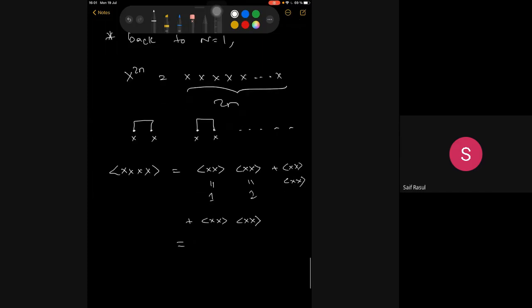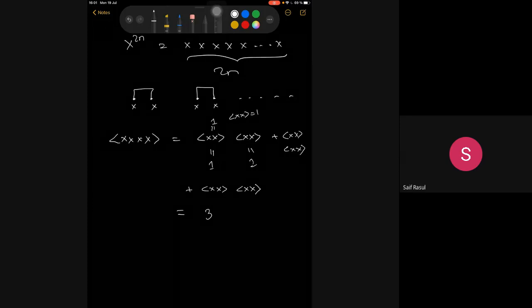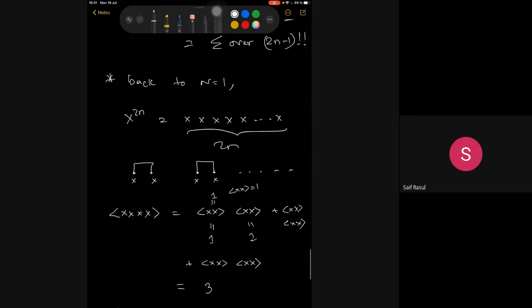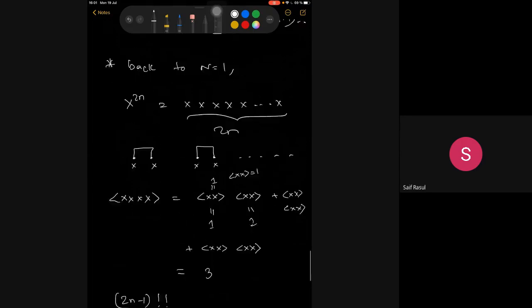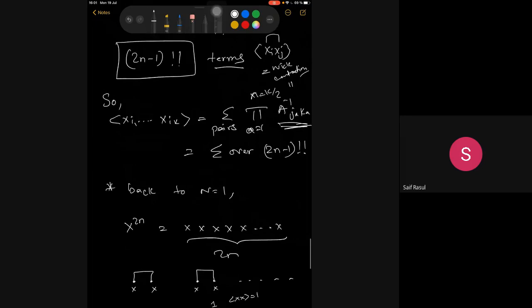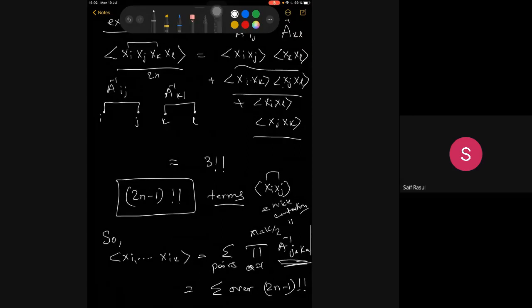So if you see explicitly, if you set the weight of this to 1, that is x is 1, you'll see that you get 3. And if you have 2n minus 1 of these, you'll have 2n minus 1 double factorial. You can easily check for the n equal to 1 scenario. That is, Wick's theorem is a sum over 2n minus 1 double factorial terms. 1, 2, 3. So that's what we got.